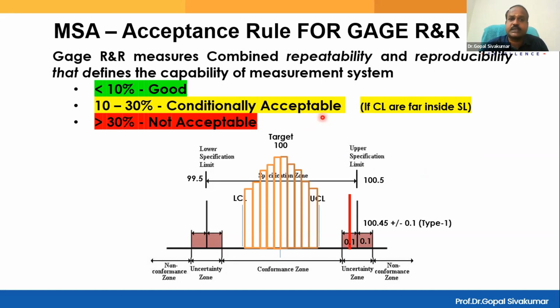All of you understand when to use the second condition? Yes. Otherwise, use only the first and third condition. That's all. Less than 10% acceptable. Otherwise, unacceptable.